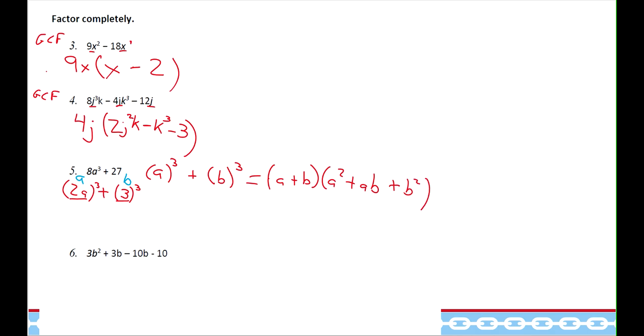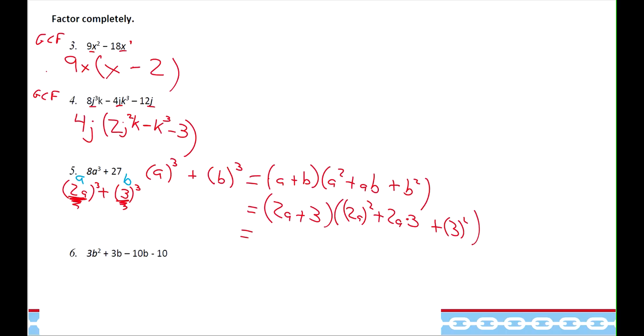So anywhere that I see an a, I write down this 2a. And anywhere I see a b, I write down the 3. Right from right here. Here's my a value. Here's my b value. So I'm going to have 2a all squared plus 2a times 3 plus 3 squared.